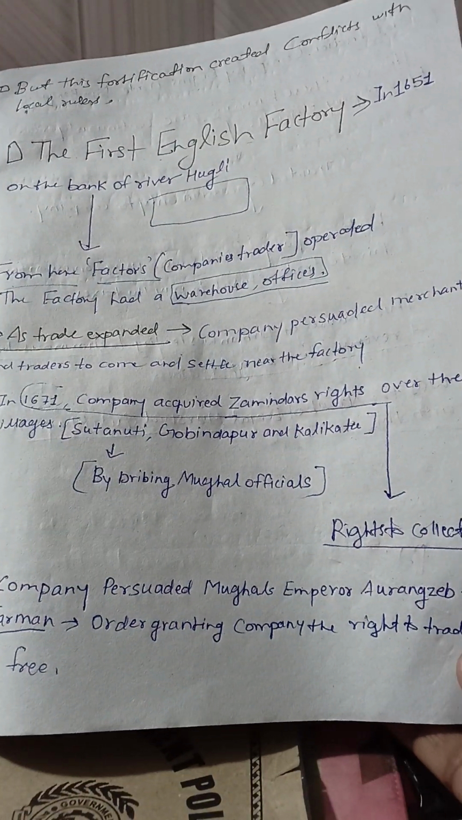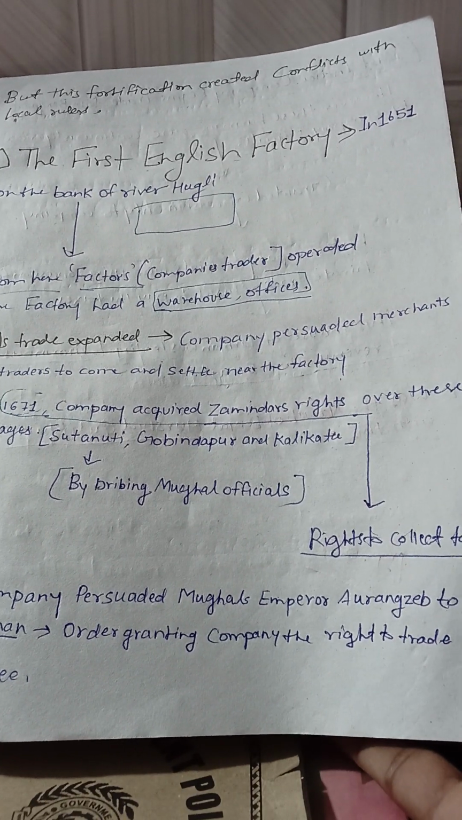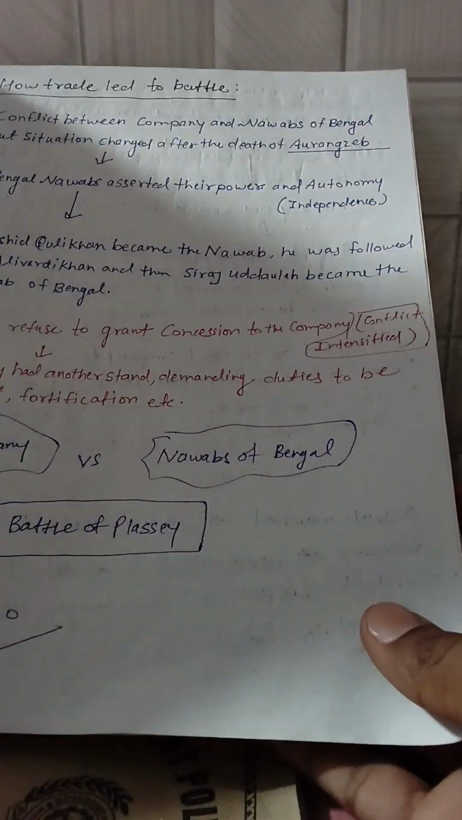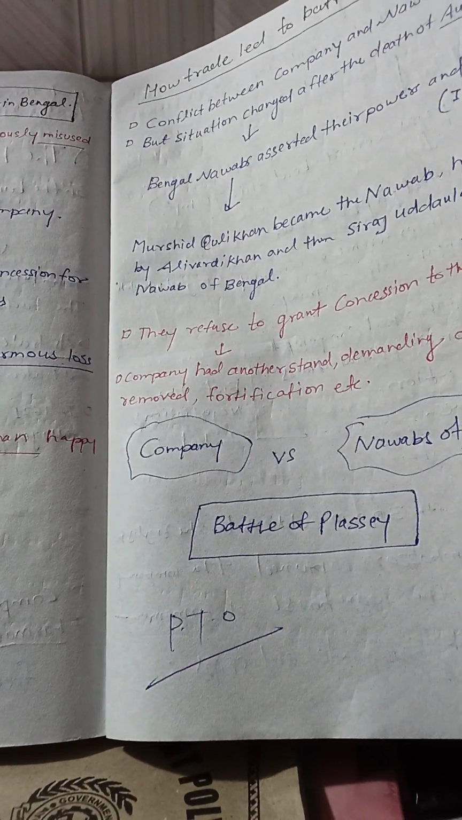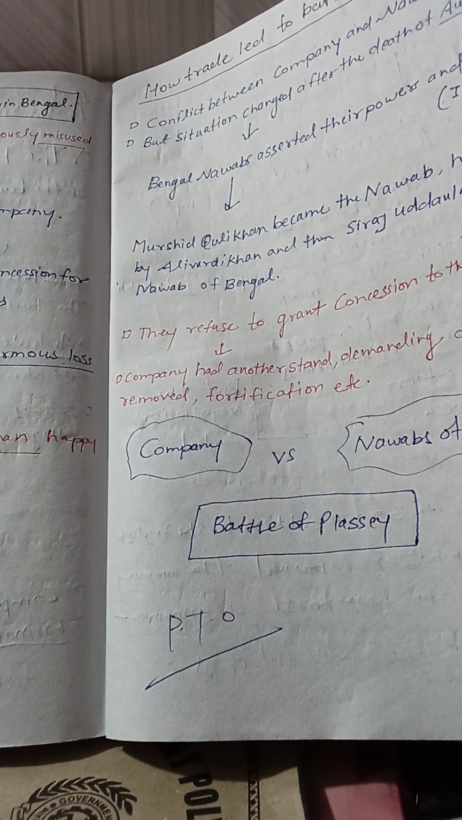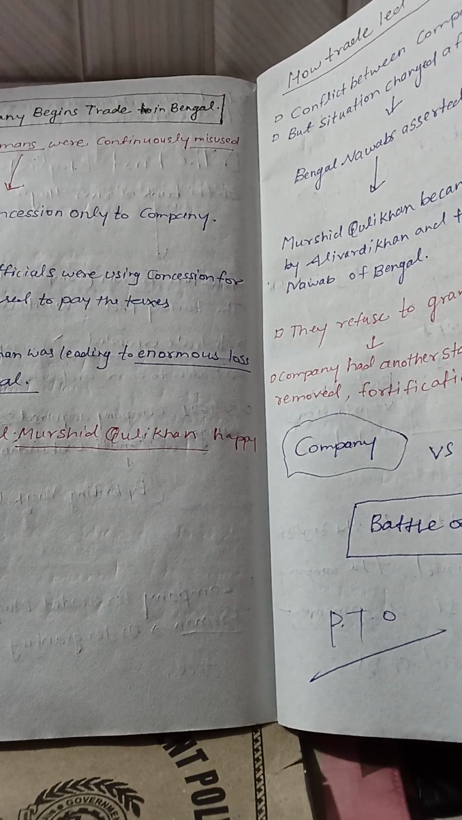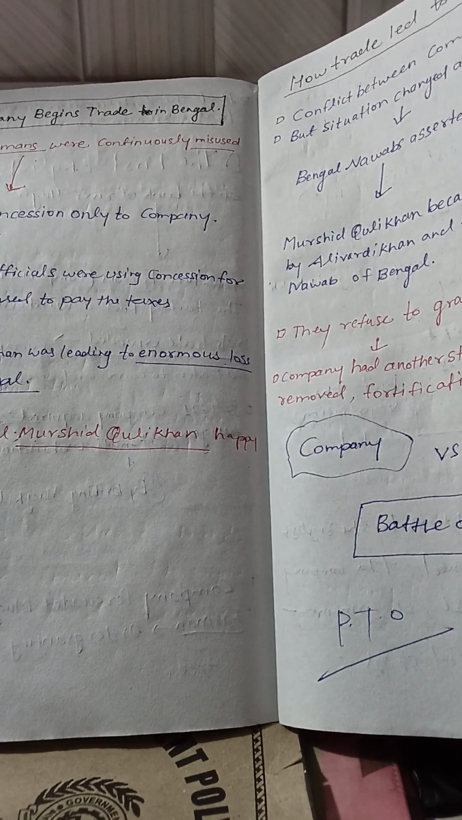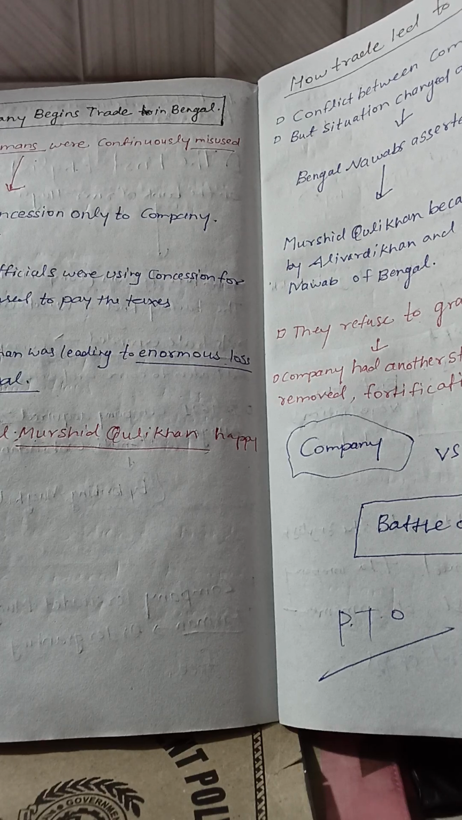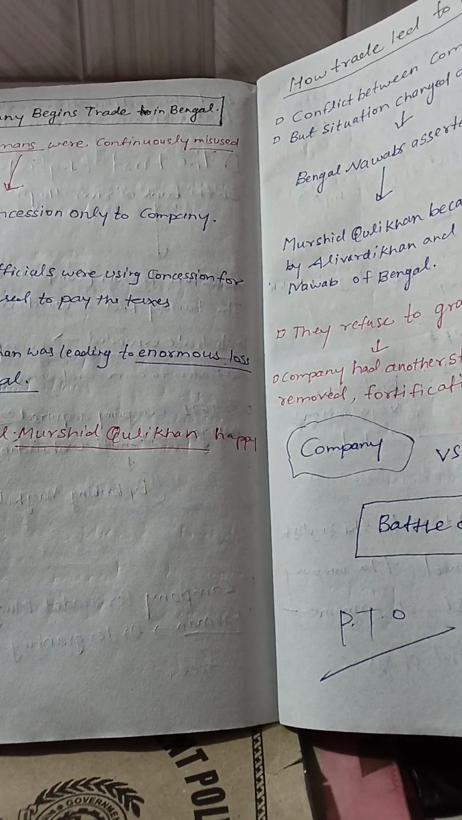The company persuaded the Mughal emperor Aurangzeb to issue a farman, an order granting the company the right to trade duty free in India. Alright? The East India Company began trade in Bengal. However, these farmans were continuously misused by company officials. The concession was granted only to the company, but the officials used it for private trade and refused to pay taxes. And this misuse of the farman was leading to an enormous loss of revenue for Bengal.